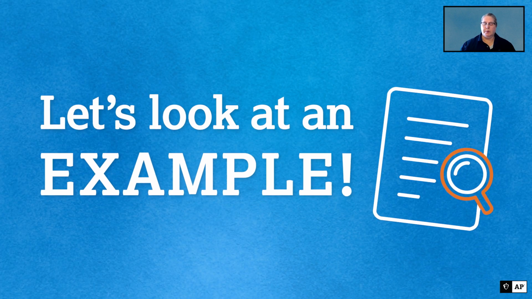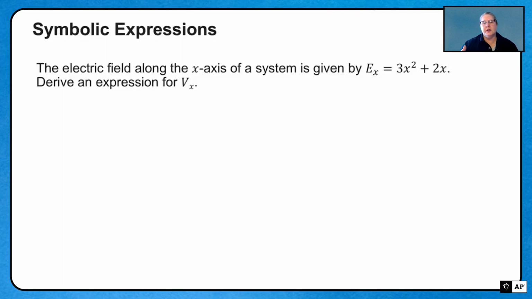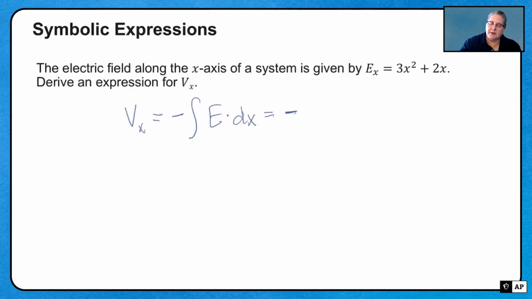So let's look at an example. We're dealing with symbolic expressions. We have an expression for E sub x equal to 3x squared plus 2x, and we want to derive an expression for V sub x. If we remember, V sub x is going to be equal to the negative integral of E dot dx. So I'm going to put this negative sign out here and integrate each of these parts of the expression. So 3x squared becomes 3x cubed divided by 3, and the 2x becomes 2x squared divided by 2.